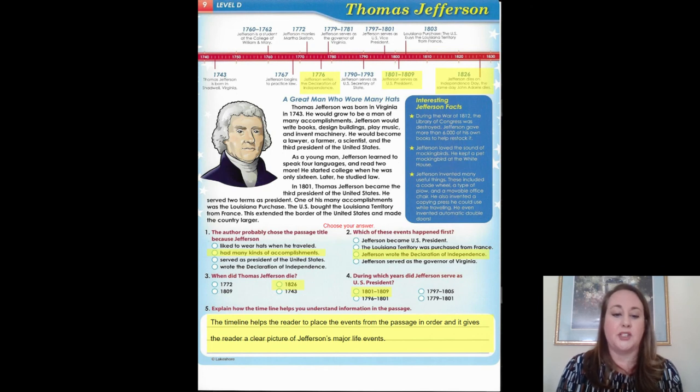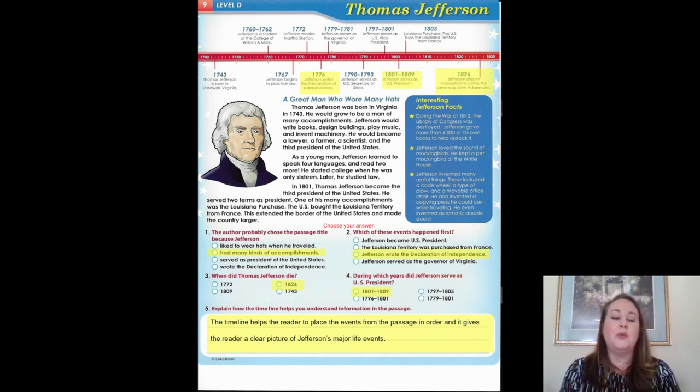Okay, so I said the timeline helps the reader to place the events from the passage in order, because we talked about that chronological or sequential order. It helps put it in that order. And then also it gives the reader a clear picture of Jefferson's major life events. So we didn't see it necessarily in the passage. We knew some of the things that he had done, but we didn't know when he accomplished all of that and how long it took him to accomplish it. So that's something that helped us. So again, using the RACE strategy will help you answer those questions. And also, you notice I wrote it in a complete sentence. Make sure you do that.